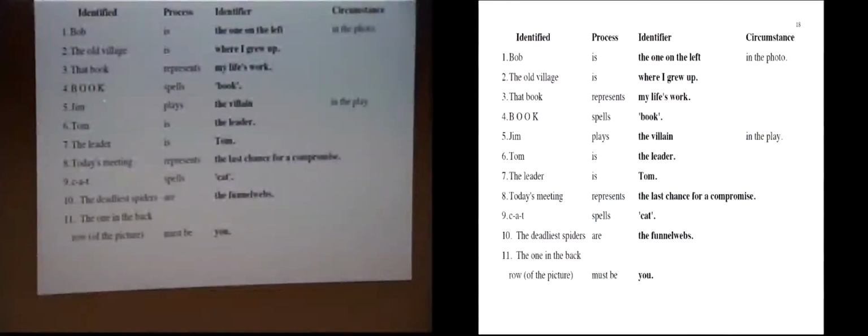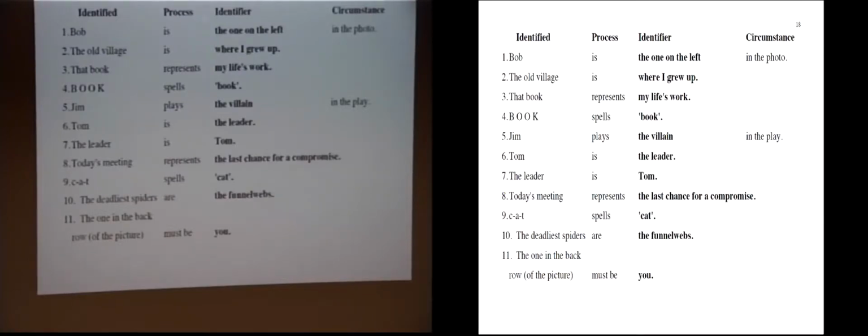So if we look at some examples, like Bob is the one on the left. In these examples, I've put these in bold because that's where I'm saying the stress is. As I mentioned, we have new information and old information, and normally the unmarked case is that the new information comes at the end of the clause in English. So that's where the stress goes. So we say, Bob is the one on the left, or the old village is where I grew up, or the book represents my life's work. So the prosodic intonation puts the stress at the end of the clause. It doesn't have to be that way, but this is the most unmarked situation.